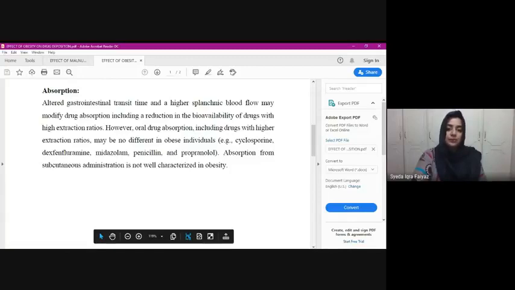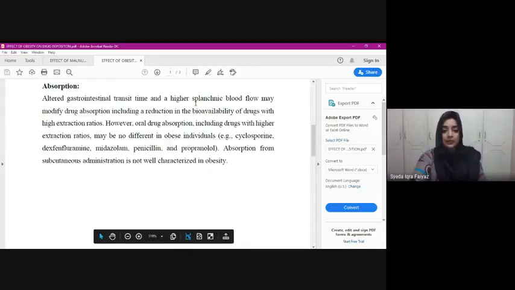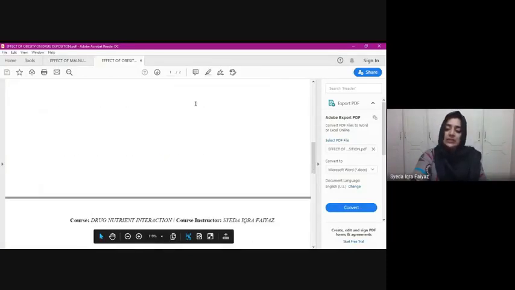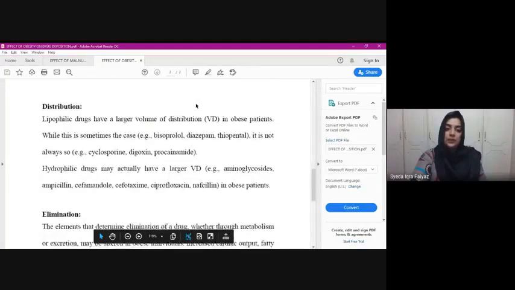However, oral drug absorption, including drugs with high extraction ratios, may be no different in obese individuals. So, for example, if you take medications like cyclosporine, penicillin, midazolam, etc., there is not going to be much effect on their absorption in the body, even if you're obese. Absorption from subcutaneous administration is not well characterized in obesity because it is still under study. So this is what they've come up with.